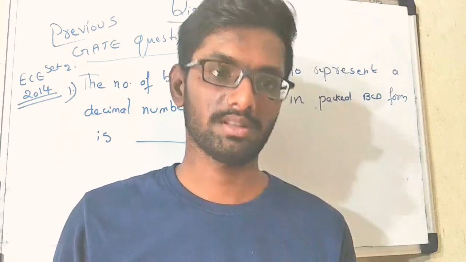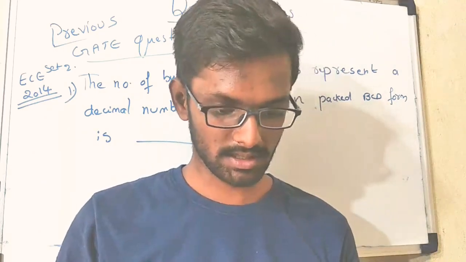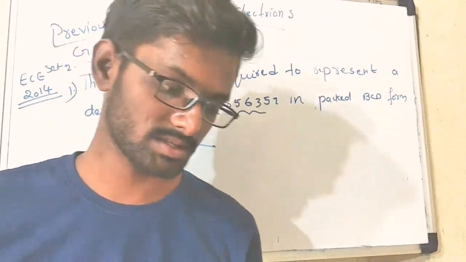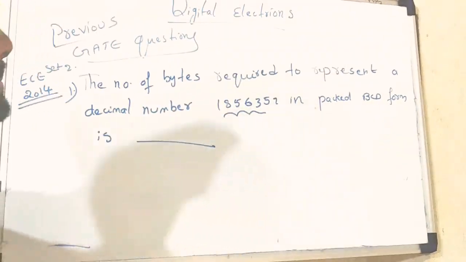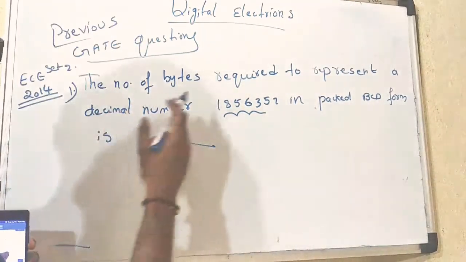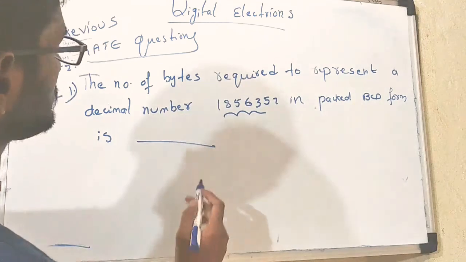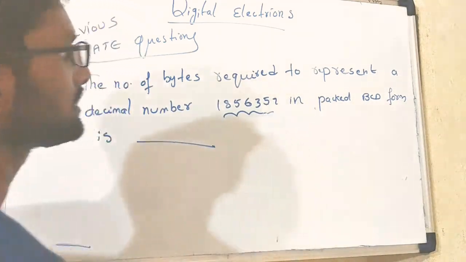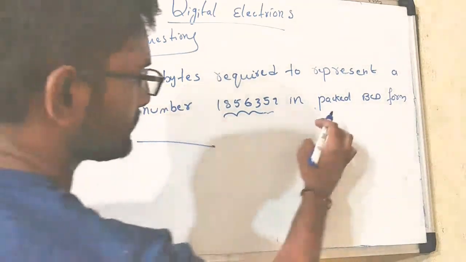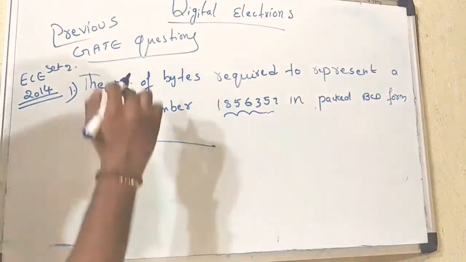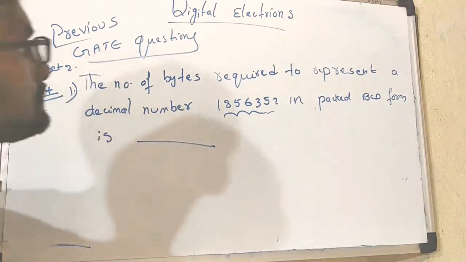Previously we have covered many topics. Now we will see the question paper discussion of previous GATE questions. The question is: the number of bytes required to represent a decimal number. This is a decimal number. If this is represented in unpacked BCD, how many bytes are required?